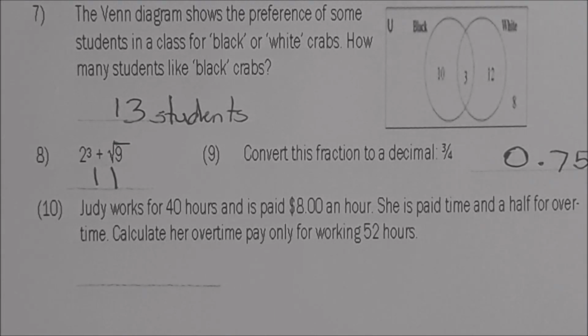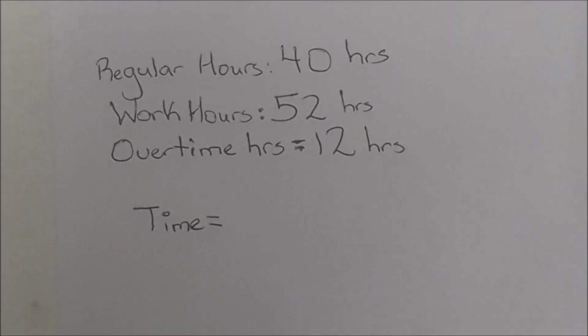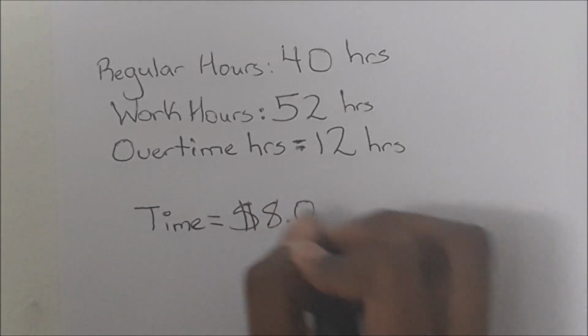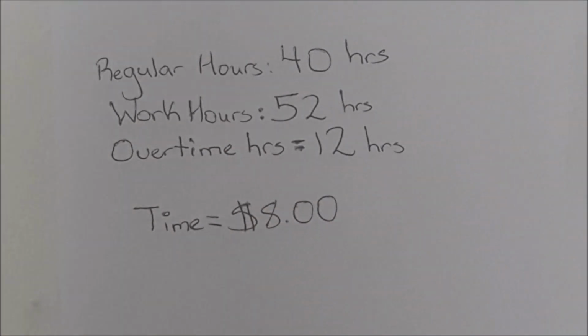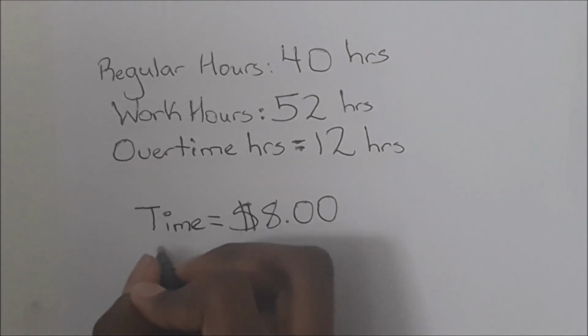So you need to know what time is, and you need to know what a half is. So over here, time is equal to, what does time stand for? She's paid time and a half. What's time? How much money? $8. So put $8 for time. Under that put a half. Under time put half.